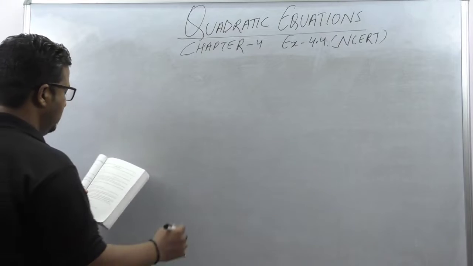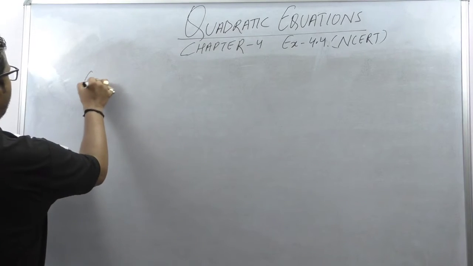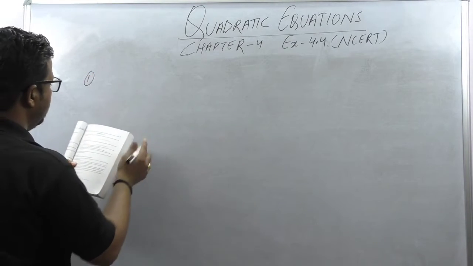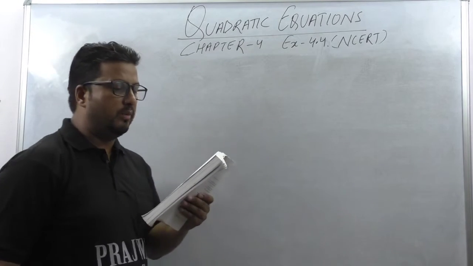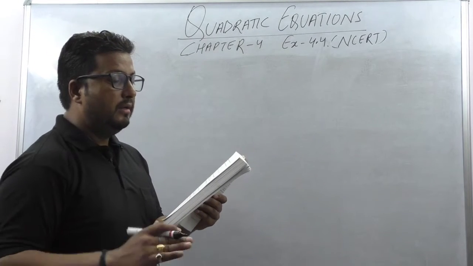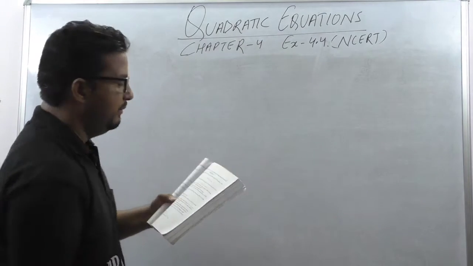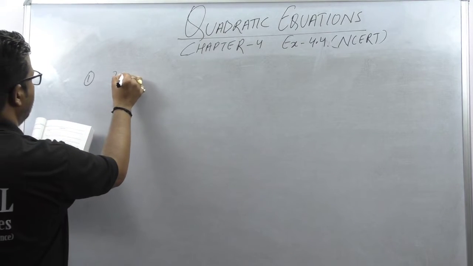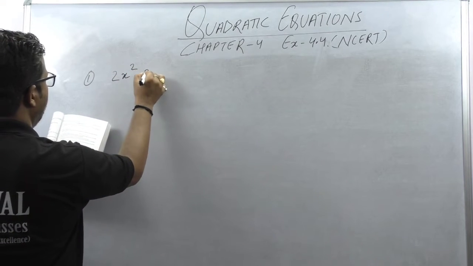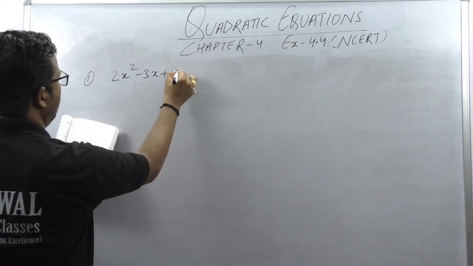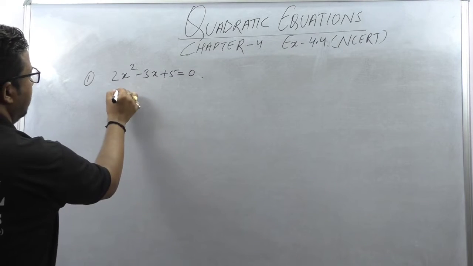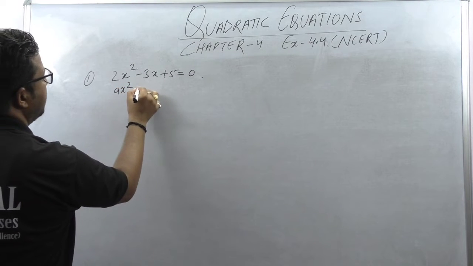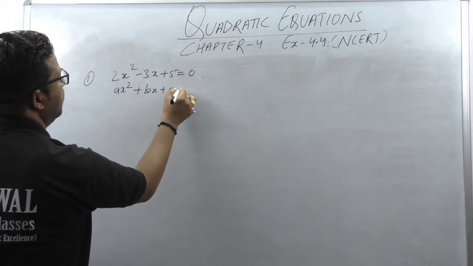If we see exercise 4.4 of quadratic equations, it is given: find the nature of the roots of the following quadratic equations, and if real roots exist, find them. The quadratic equation given to us is 2x² - 3x + 5 = 0. Now we have to find whether the roots are real or not. So we can compare with the general equation ax² + bx + c = 0.